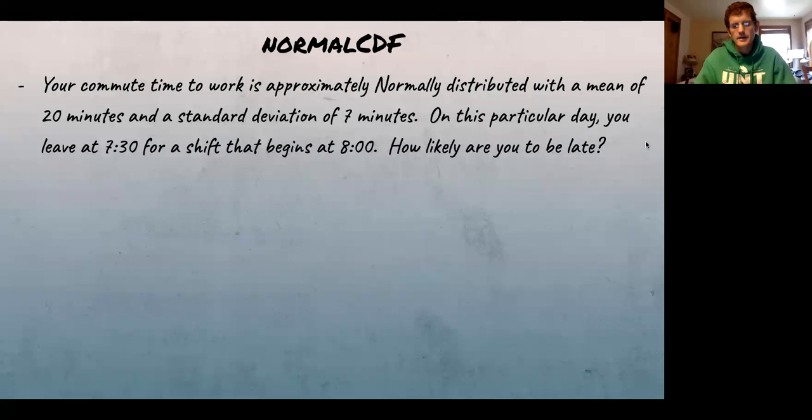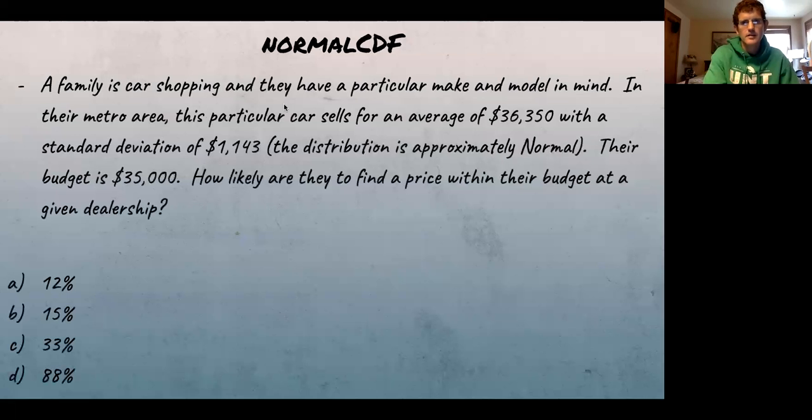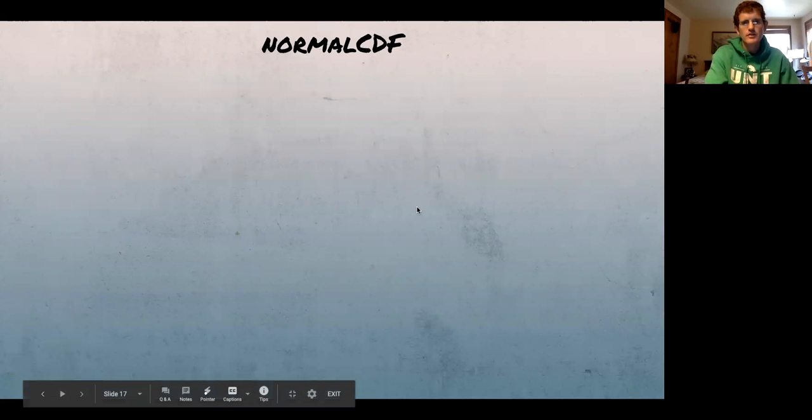Yeah, there are different things that could happen. Actually, I will say when we get to inverse norm, you'll see different types of questions that come up more frequently, where they give us certain information and we need to work backwards maybe to solve for the standard deviation, or work backwards to solve for the mean. But generally with normal CDF, you're starting off with the mean and standard deviation.